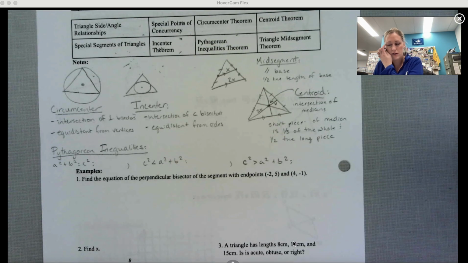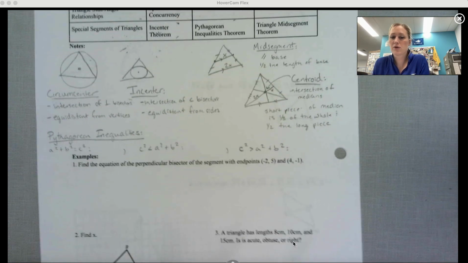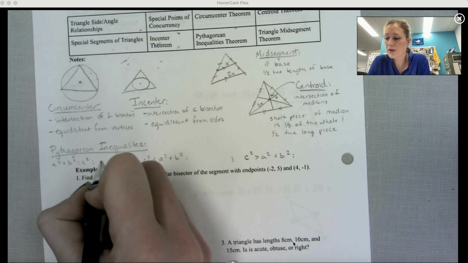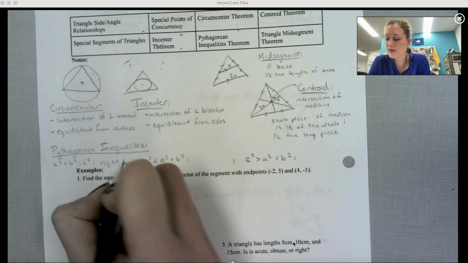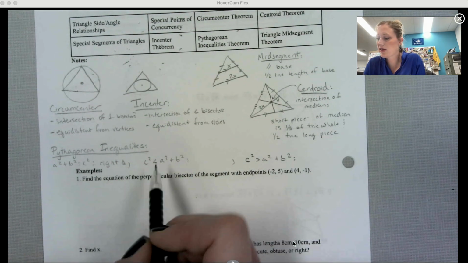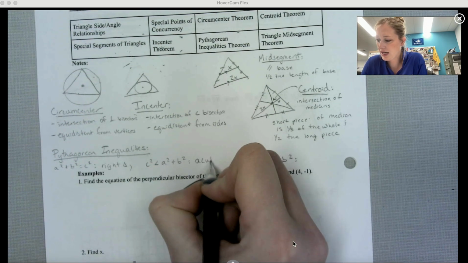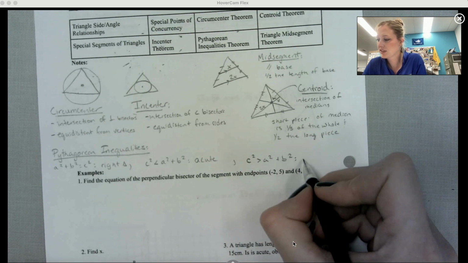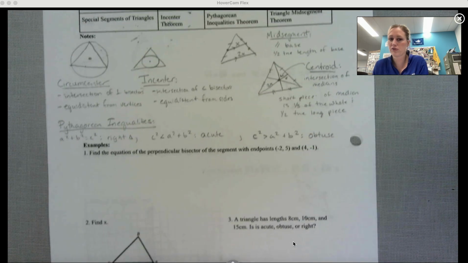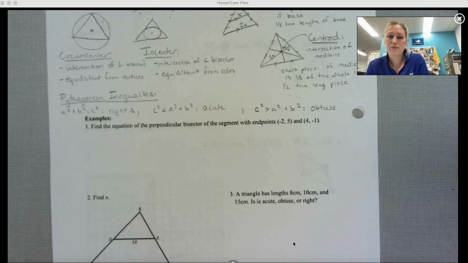Okay, a couple examples here. Oh, sorry, I got one last piece. The Pythagorean inequalities. We've used this a lot. If a squared plus b squared equals c squared, we know that works for right triangles. But with c being the longest side length of a triangle, if c squared is less than a squared plus b squared, it has to be acute. And if c squared is greater than a squared plus b squared, then it's an obtuse triangle. So we can also use the Pythagorean theorem to classify what kind of triangle it is. Okay, a couple examples here.